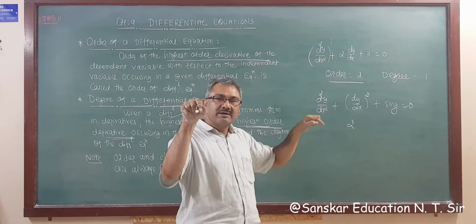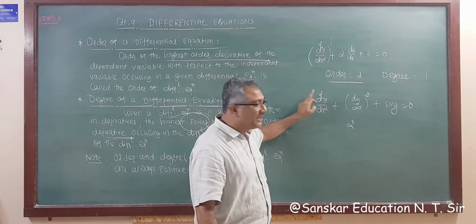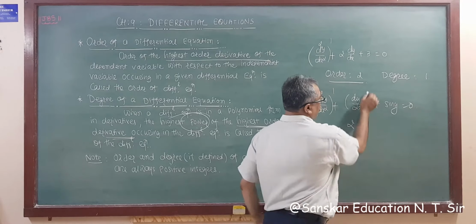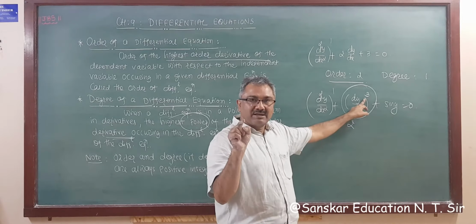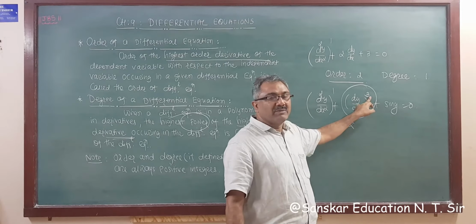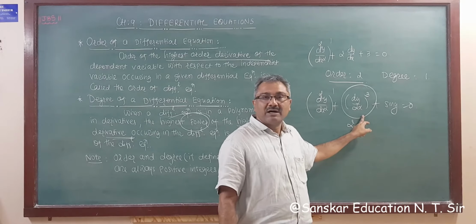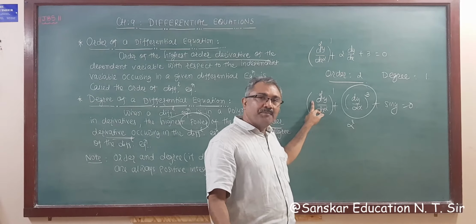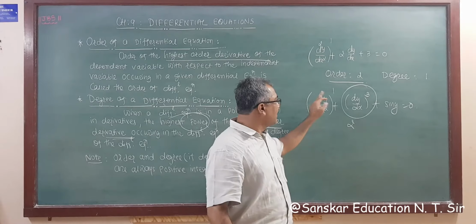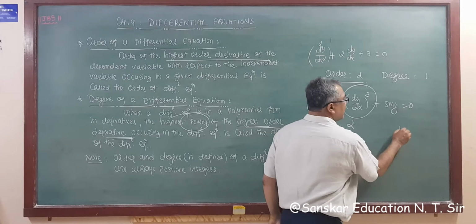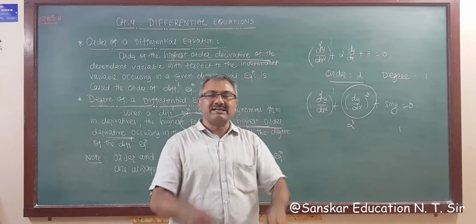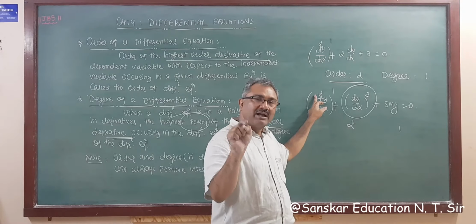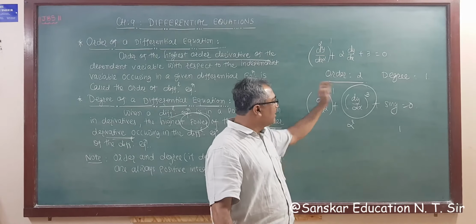Degree is the power of the highest order derivative. So this is the highest order derivative and its power is 1, so again degree is 1. You should not take this one. Note this: here the power is 3, but this is not the highest order derivative. The highest order derivative is this. So the power of the highest order derivative is the degree. That is 1, so here also degree is 1, right? The highest order of the derivative is your order, and the power of that highest order derivative is your degree.